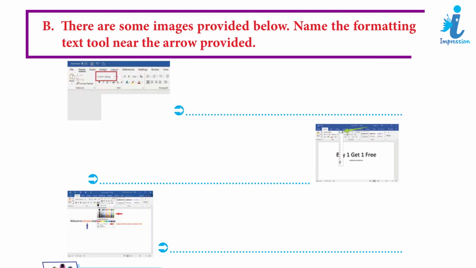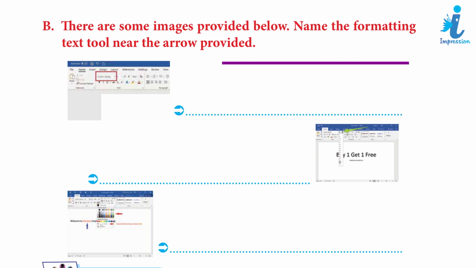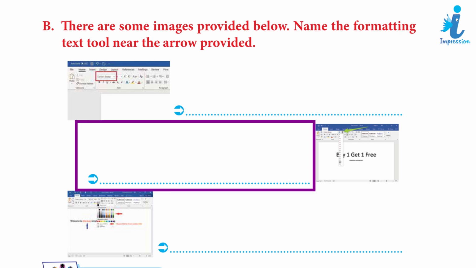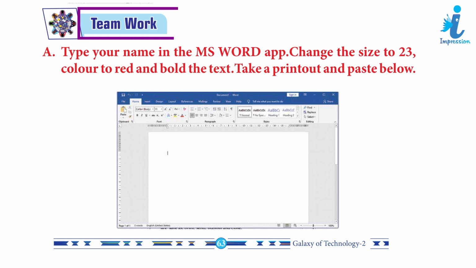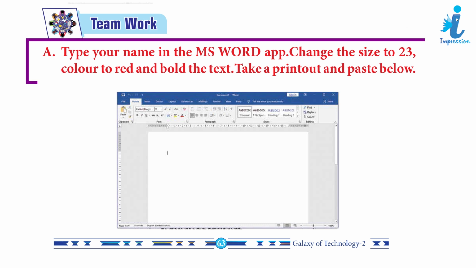B. There are some images provided below. Name the formatting text tool near the arrow provided. 1. Font style. 2. Font size. 3. Font color.